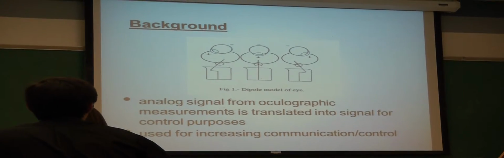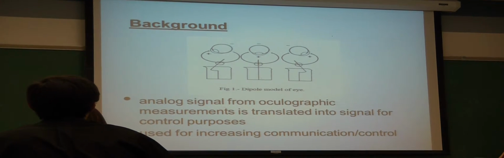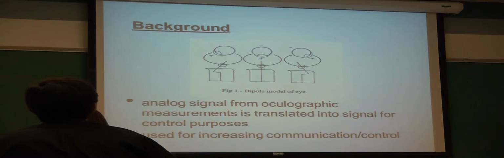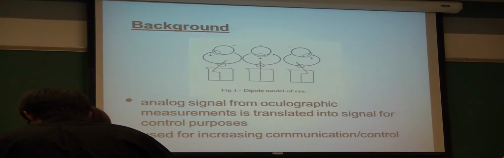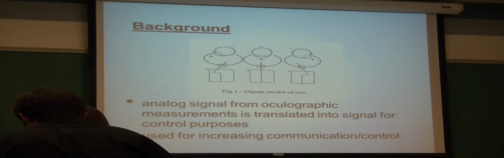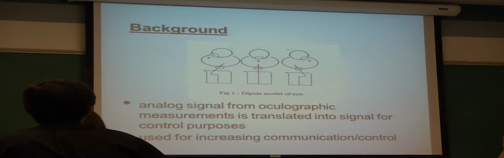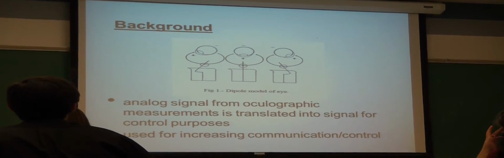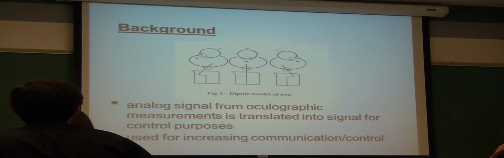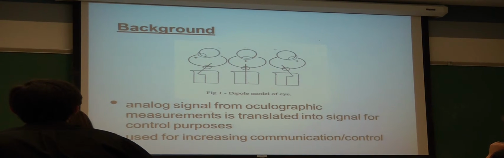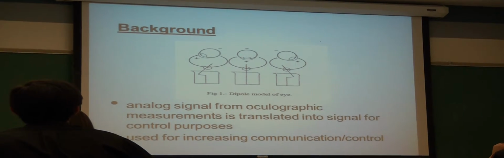In this diagram you see the electrical signal is different because of the position of the eye. Say you're looking straight ahead, its potential is different from when you're looking left or right, and the wheelchair would register that. So the analog signal from oculographic measurements is translated into a signal for control purposes of the wheelchair. With this, we can increase communication and control between the wheelchair and the user.